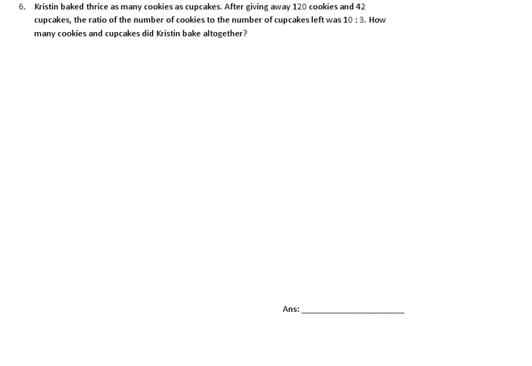Can I continue with the next question now? Okay, Christine baked 3 times as many cookies as cupcakes. Thrice means 3 times. So cookies versus cupcakes, CO to CU, 3 times, 3 is to 1. After giving away 120 cookies and 42 cupcakes, the ratio of the number of cookies to the number of cupcakes left is 10 to 3.